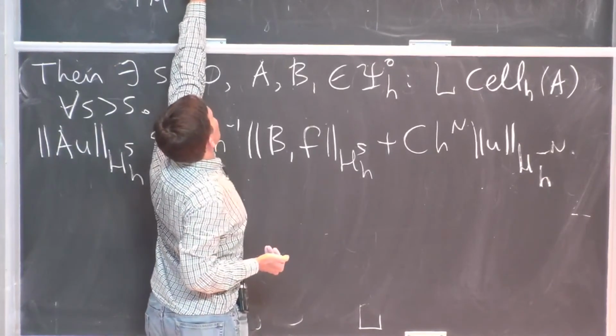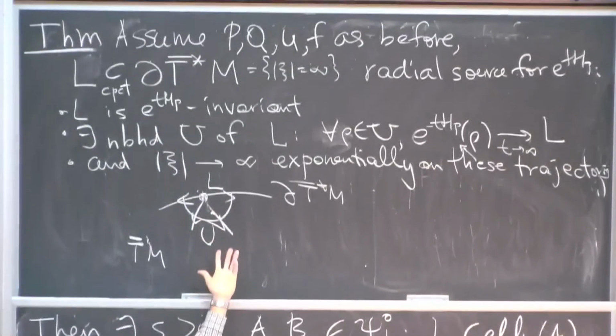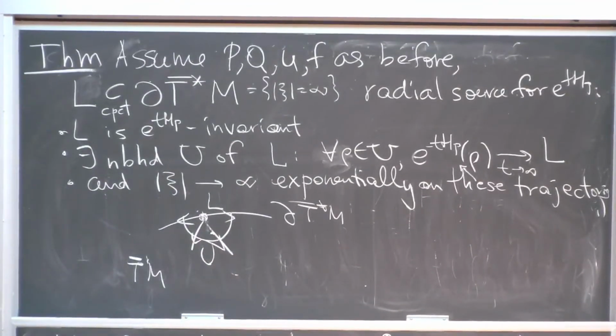This certainly doesn't follow from propagation of singularities, because if you try to estimate your function here, well, you could control it by a smaller neighborhood of L. But L itself is flow invariant. You somehow cannot get rid of that. And yet it's true, but there is a price to pay. You can only prove it in a high enough regularity class. And say, if u is not C infinity, you have to assume that u is above this threshold regularity for the estimate to be true, as we will see in our model case.